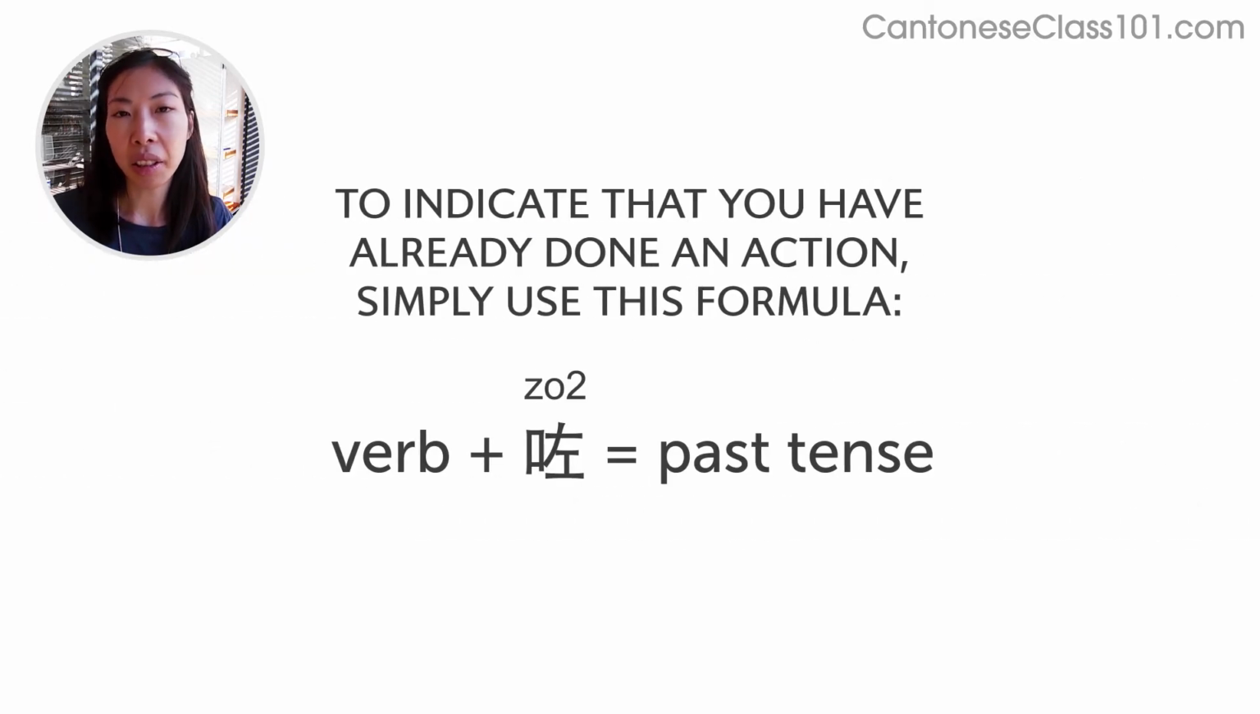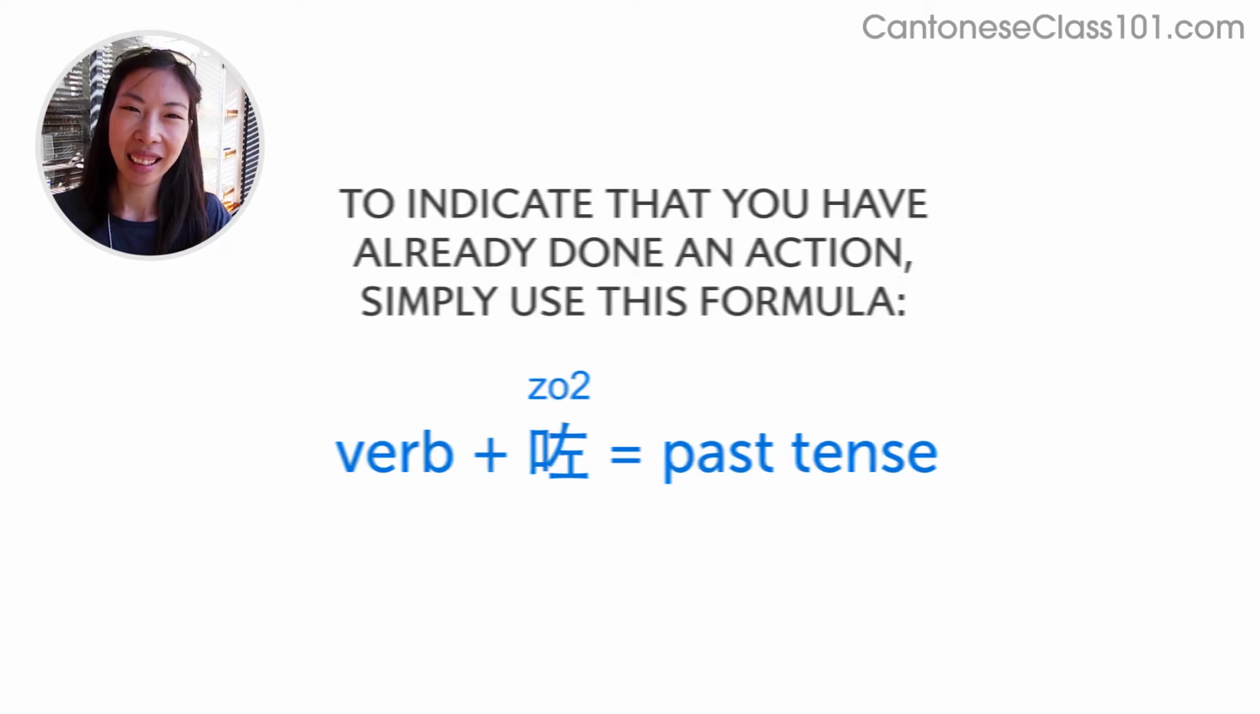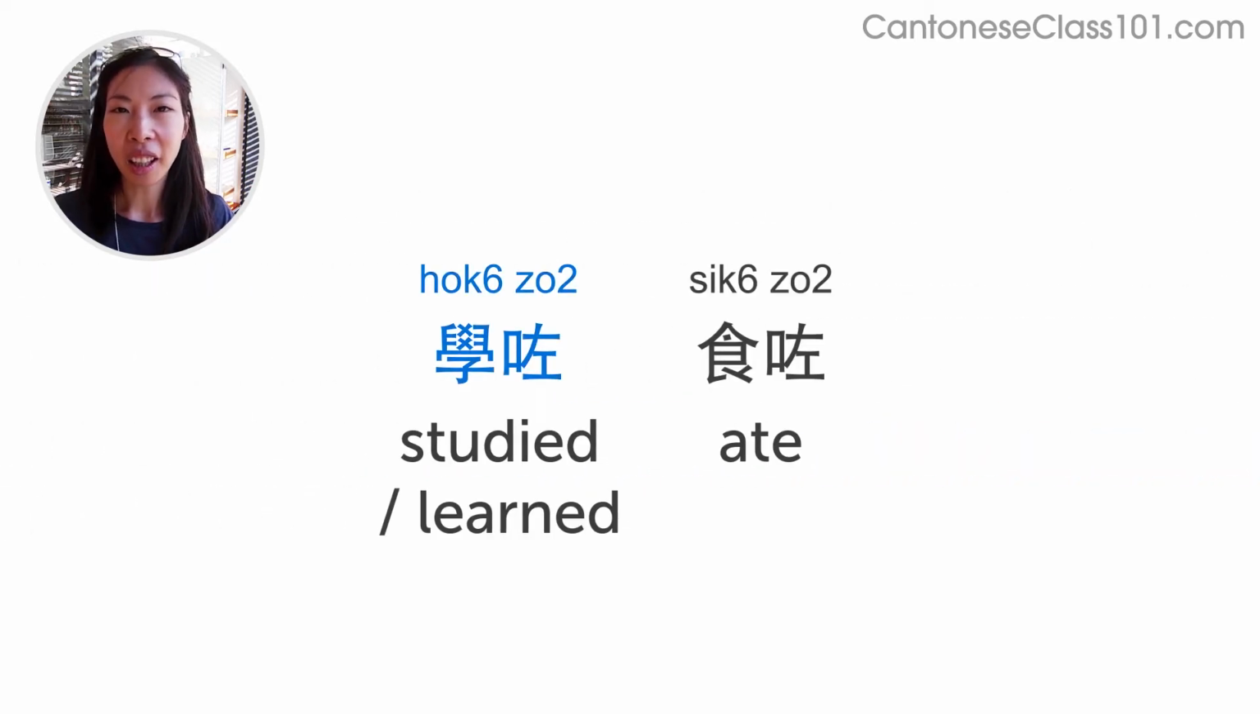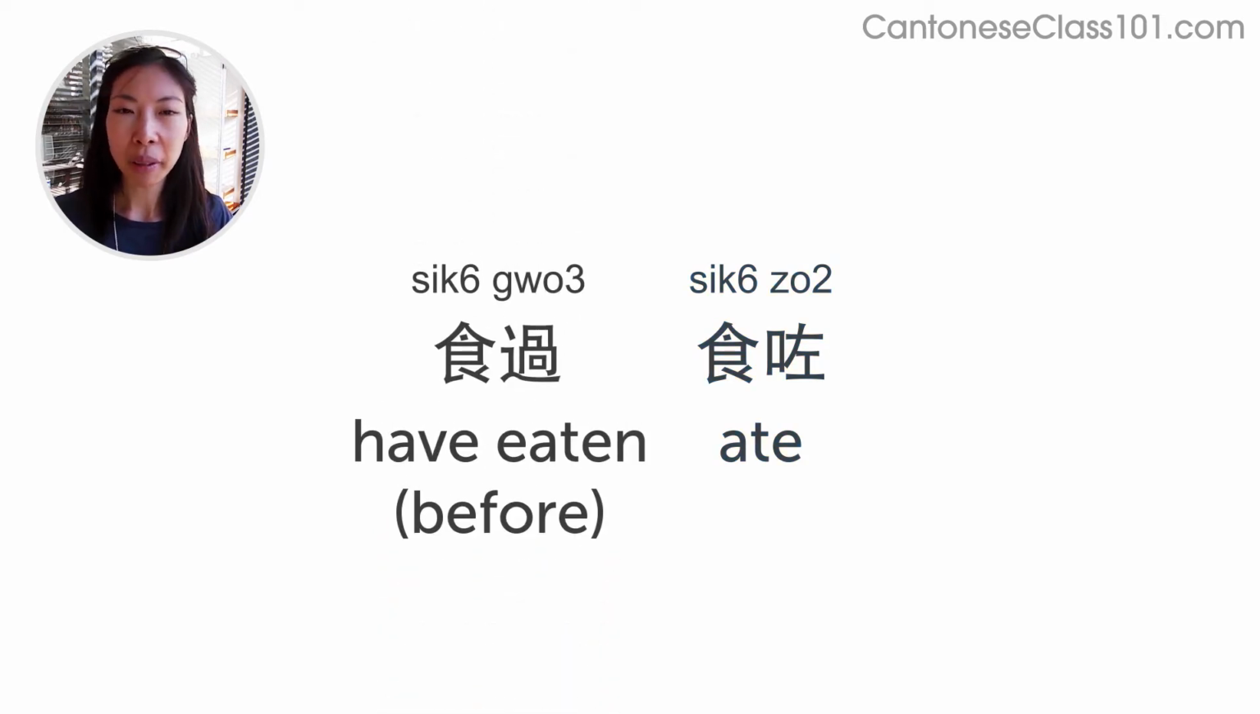To indicate that you have already done an action, simply use this formula. Verb plus 咗 equals past tense. 咗. For example, 學咗, studied or learned. 食咗, ate. So some of you may ask, what is the difference between 食過 and 食咗? Generally speaking, we use 咗 for a completed action, while we use 過 to indicate previous experience.